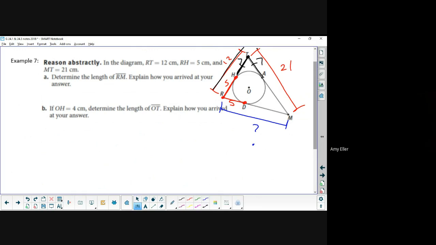Okay, you probably looked and saw this whole thing is 21, and you already have 7, so what would be left for this piece? 21 minus 7, 14. And there's another tangent that meets at M, that external point, so those are both 14. I can now give my final answer of this distance is 5 and 14, or 19.